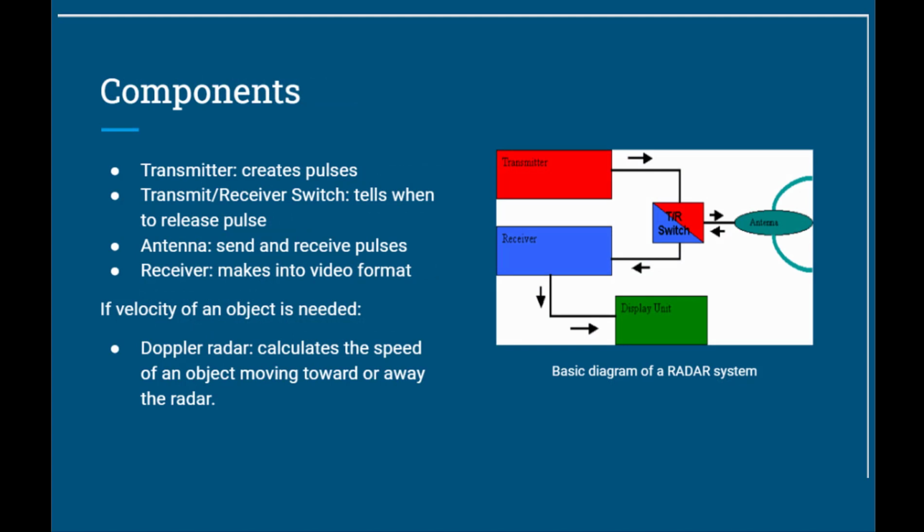There are four basic components of a radar system: a transmitter that creates pulses, a transmit or receiver switch that tells when to release a pulse, an antenna that sends and receives pulses, and a receiver that makes it into video format. If velocity of an object is needed, a Doppler radar is used. It calculates the speed of an object moving towards or away from the radar.